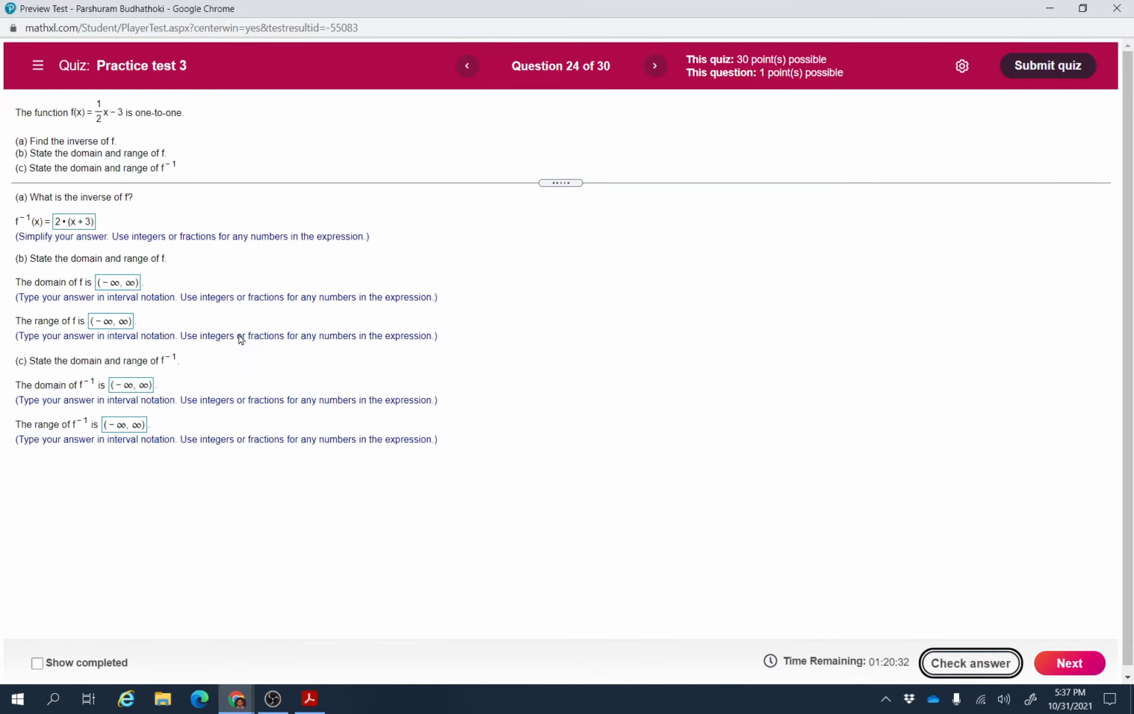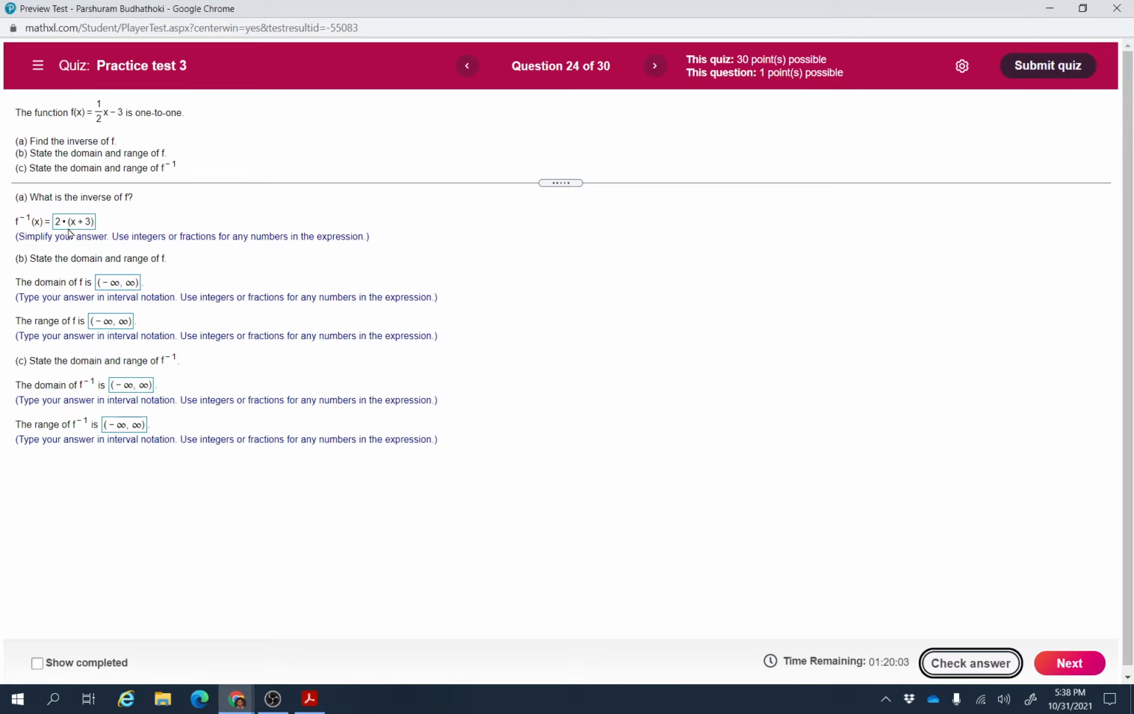Again, it gives me the domain of f. This is a linear function, it's one-to-one, so it's all real numbers. Type your answer in interval notation. That's what I did. The range of f, again, it's one-to-one and there is no restriction for f, so it's everything. The domain and range of f inverse.